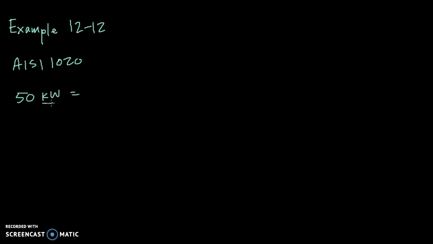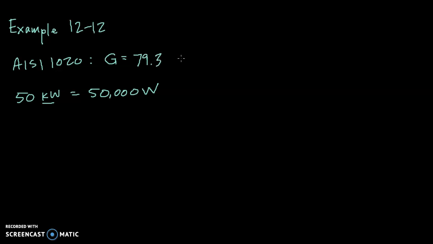When I work with metric, I like to put everything in the base units, so I'm going to rewrite that 50 kilowatts as 50,000 watts. Now, the thing to know about the steel material is its modulus of rigidity. We're going to need to know that. We can look that up in Appendix G in the back of the book, and we should see there that the modulus of rigidity for AISI 1020 hot rolled steel is 79.3 is the value in the table.